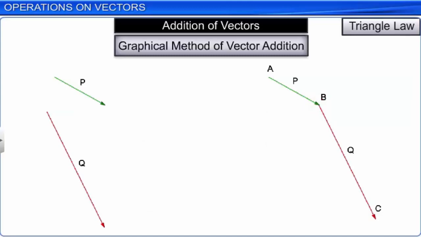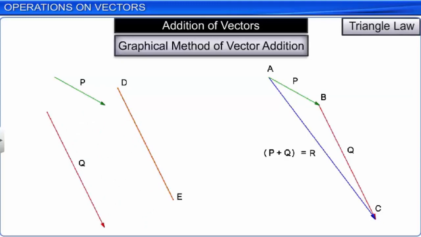Similarly, draw a line DE parallel to Q. The length of the line DE is equal to the length of Q. Display an arrowhead at E. Then draw line EF parallel to P and equal to the length of P. Put an arrowhead at F. The tail of P coincides with the head of Q. Now join DF. Display an arrowhead at F on the line DF. DF is vector R obtained by adding Q and P.